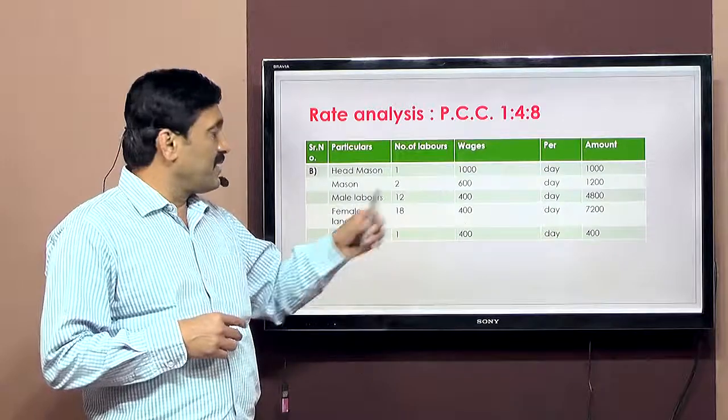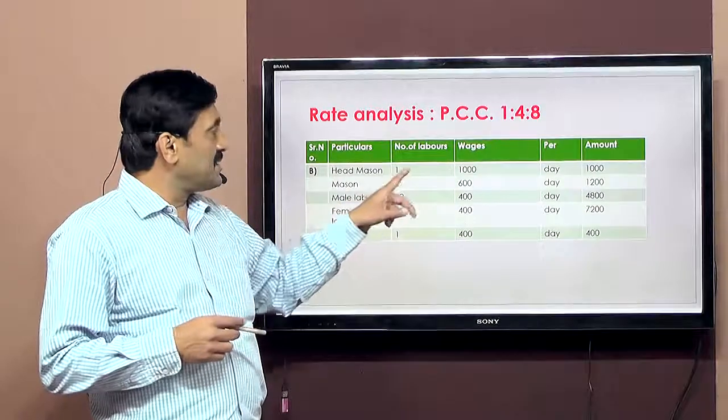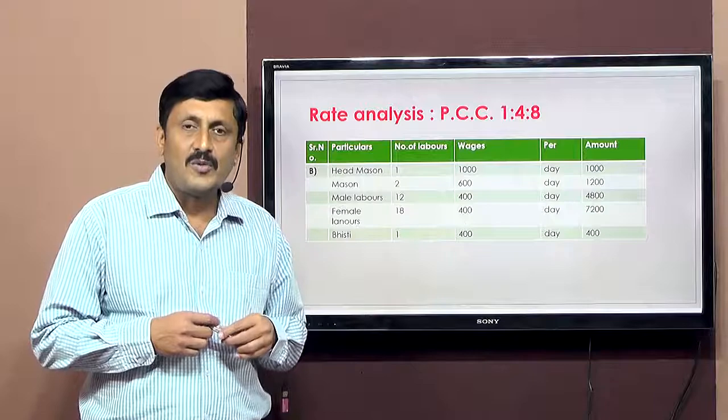Now these most of the figures already you are familiar with it now. Head mason we need one, so 1000 per day, so amount will be equal to 1000 rupees.